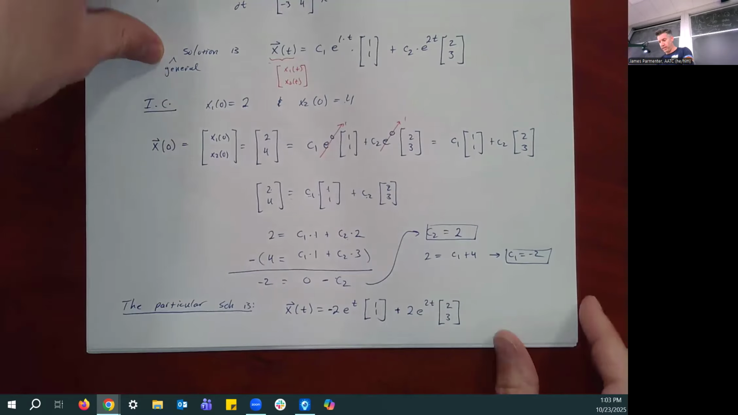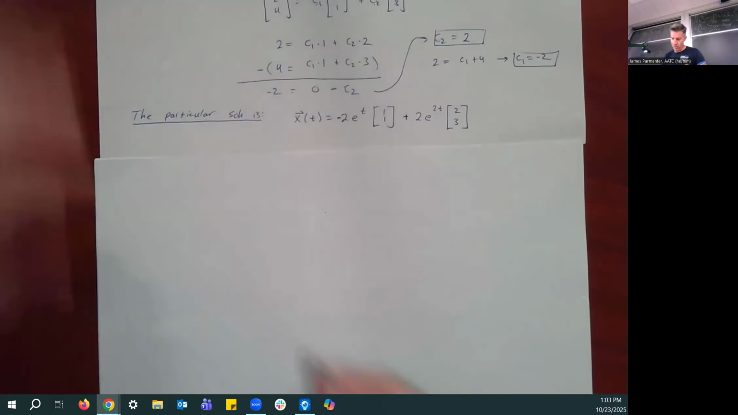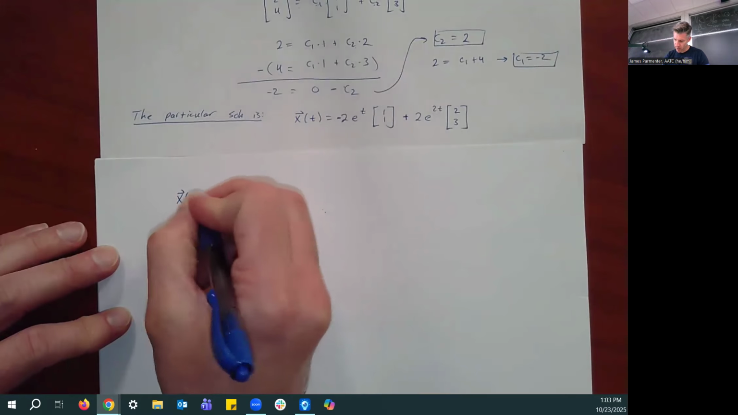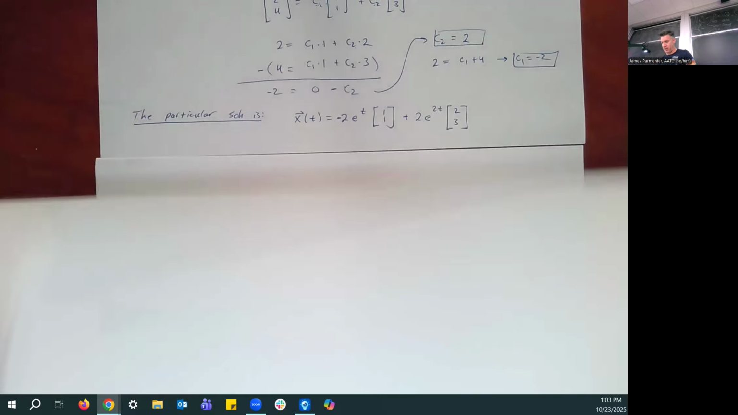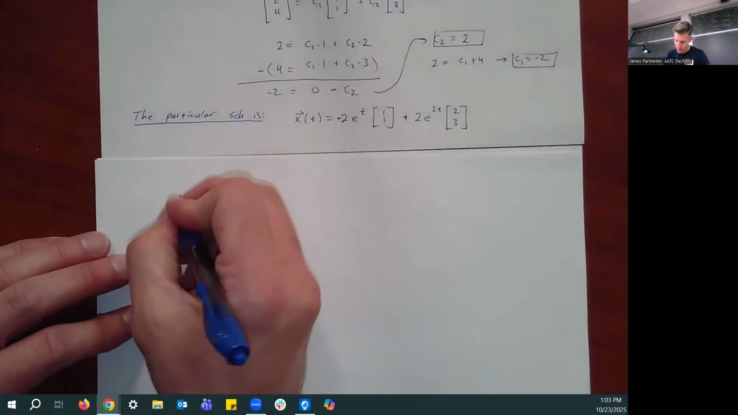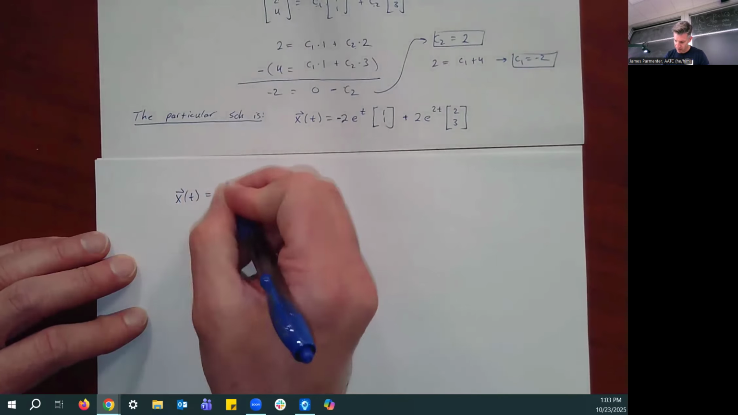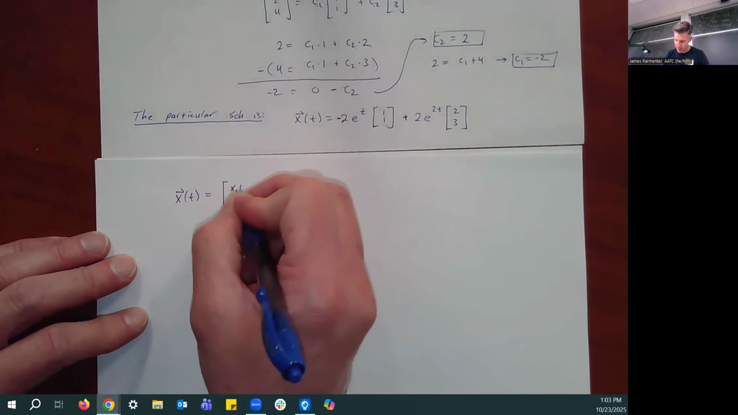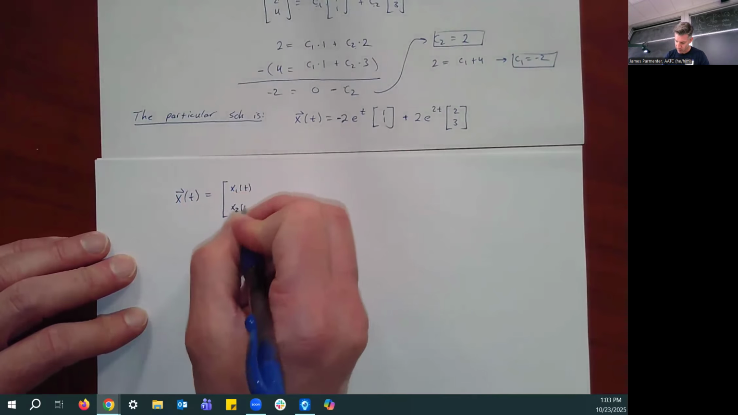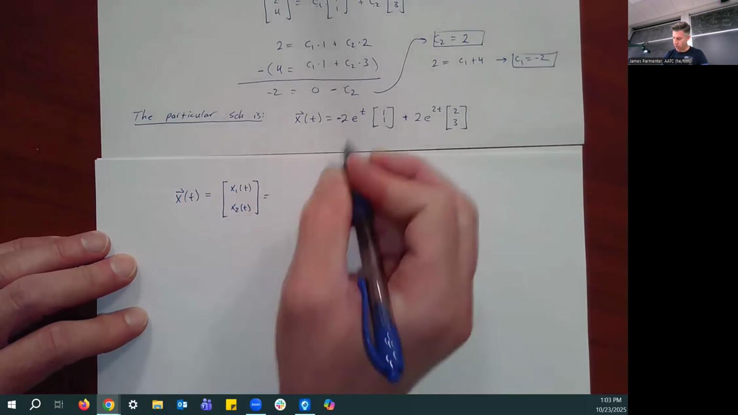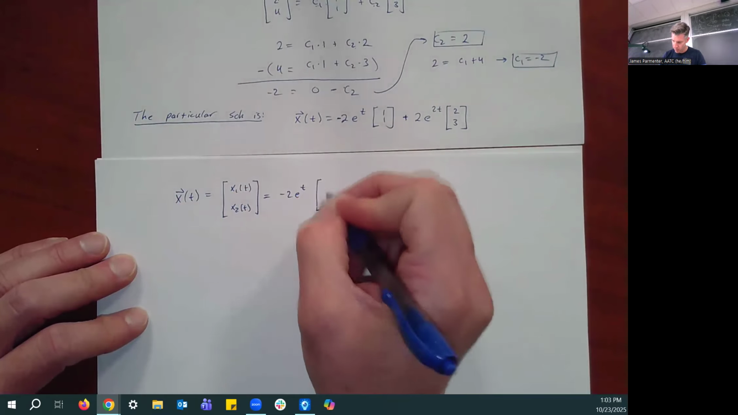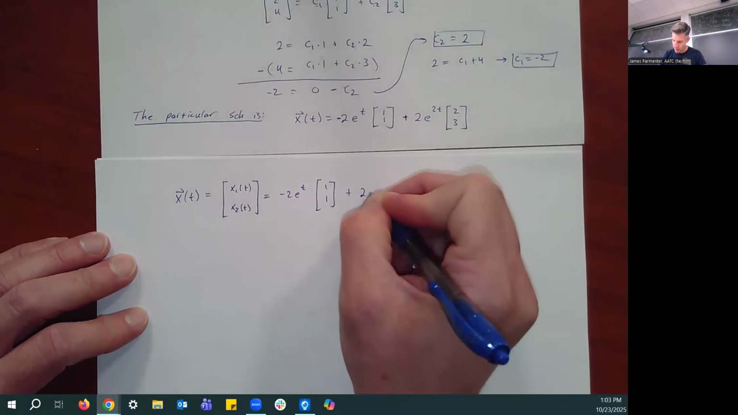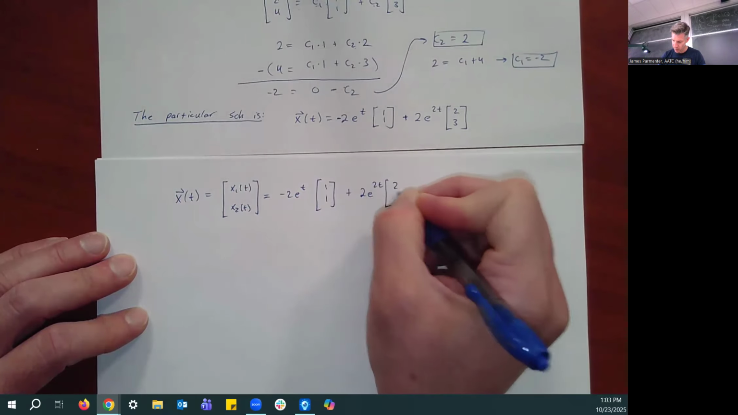So writing this again here, we know that x of t is really the vector with the function x1 of t. x1 doesn't get a little arrow over it. It's not a vector. Let me draw it again. x of t, the vector, consists of the function x1 of t and the function x2 of t as its components. And that's equal to all this: -2 e to the t times 1, 1 plus 2 e to the 2t times 2, 3.